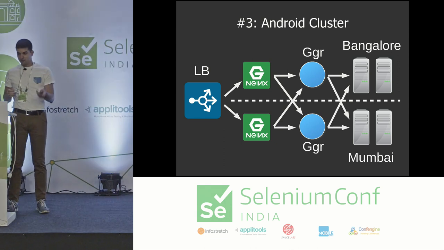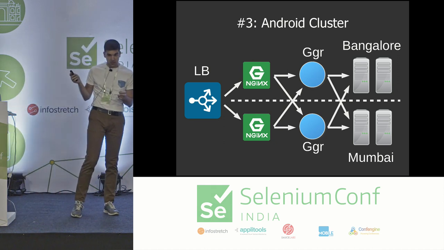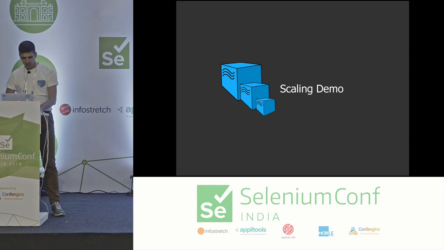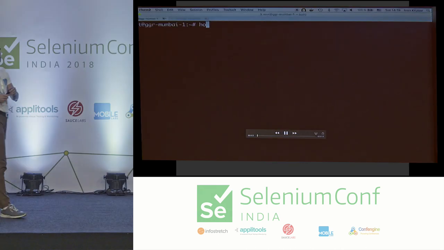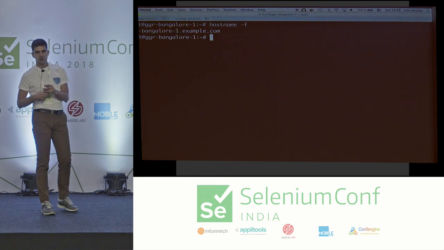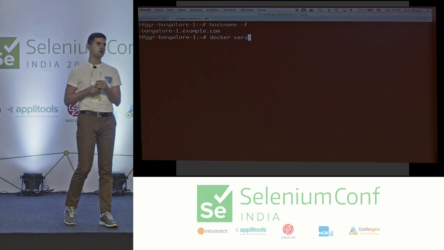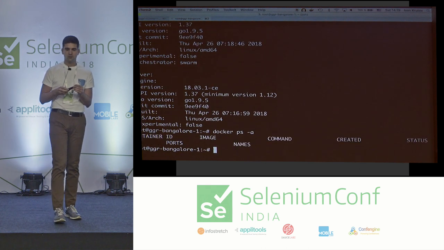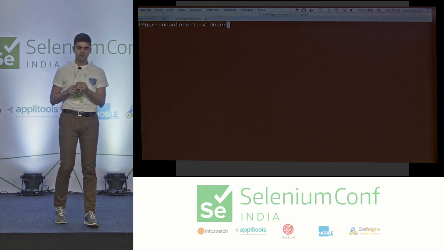Sounds a bit complicated, but let me quickly show you how easy it is to install such a configuration. Initially, we have, for example, two virtual machines, one in Mumbai and the second one in Bangalore. Both have a recent Docker version installed. And as usual, they are clean. So there are neither running containers nor images in the storage.